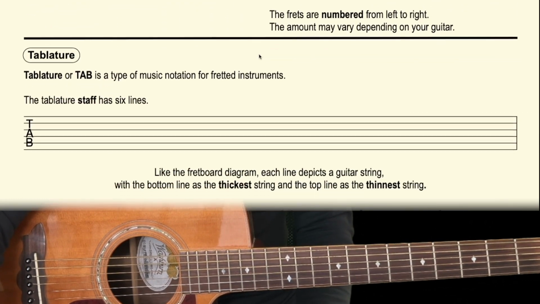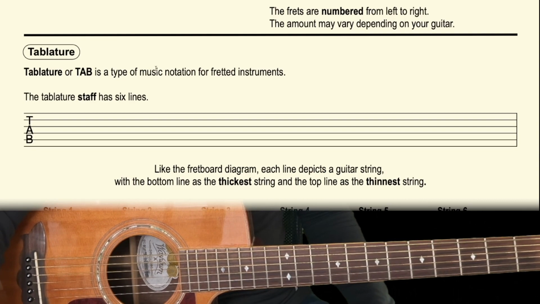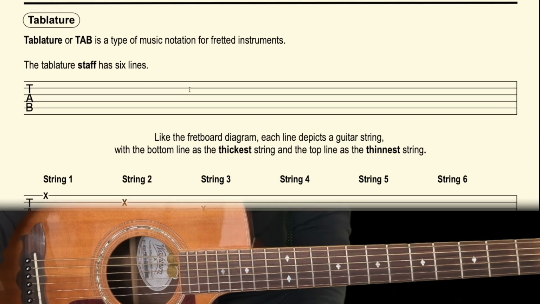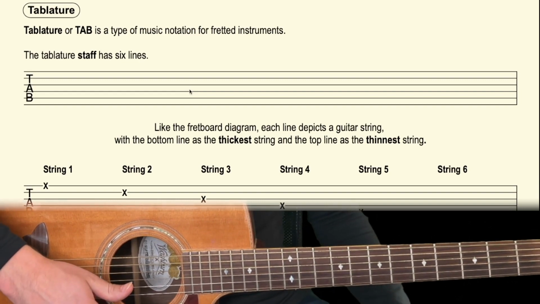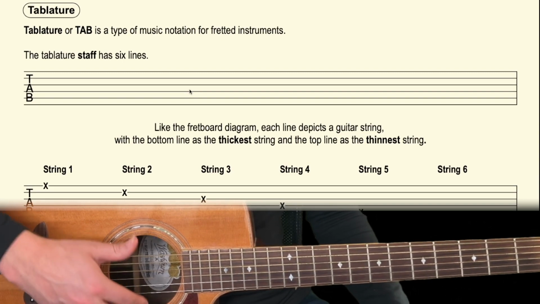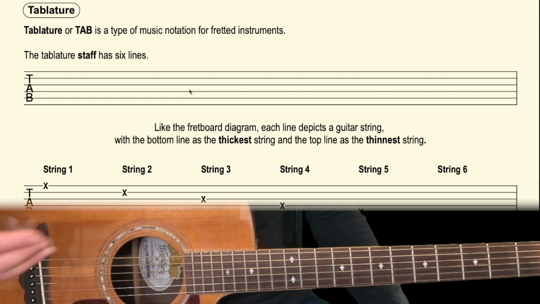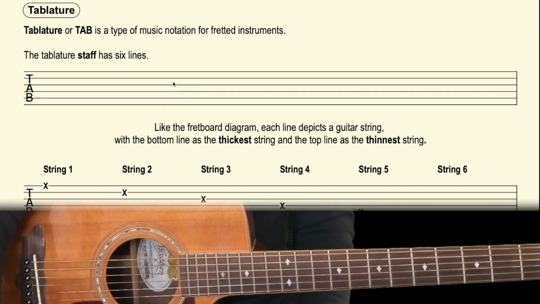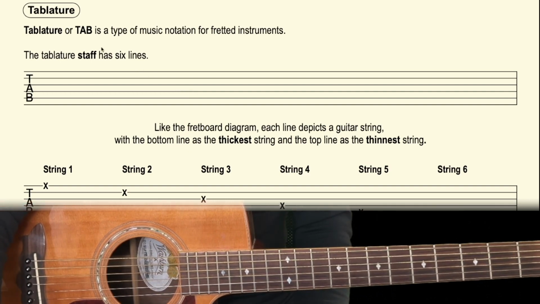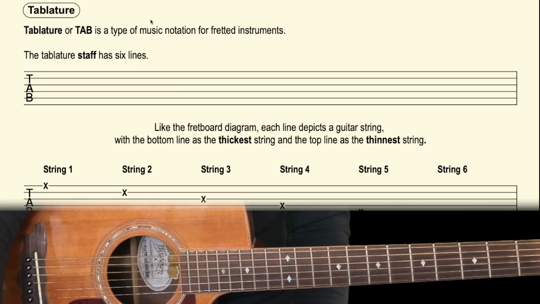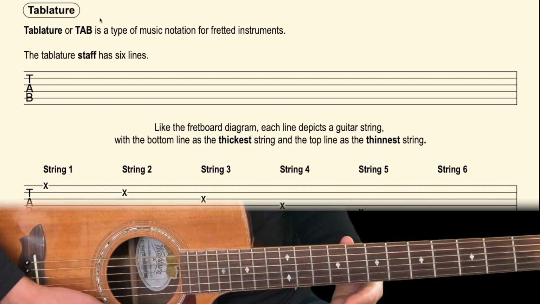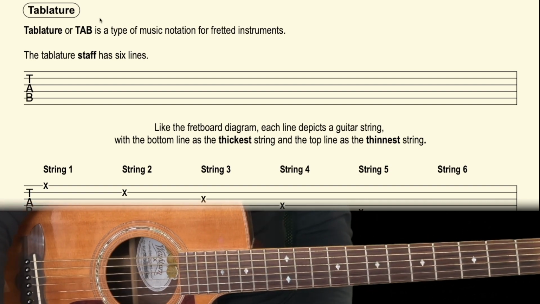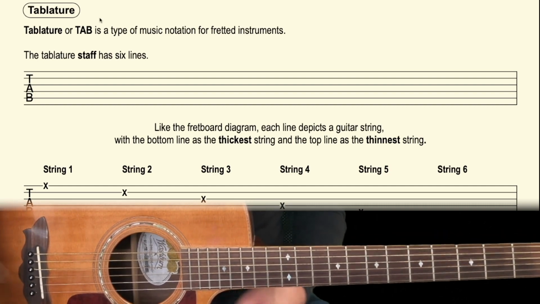We're now going to talk about tablature. Tablature, or tab, is a type of music notation for fretted instruments. So when I say music notation, that's not like the notation you're probably used to seeing. This one is going to be more just for the guitar, but later on we will be looking at more of a universal standard notation as well. So it's kind of like the fretboard diagram. The tablature staff has 6 lines, with the bottom line being the thickest string and the top line being the thinnest. So it's just another diagram. You're going to learn that there's a lot of diagrams when it comes to playing this instrument.